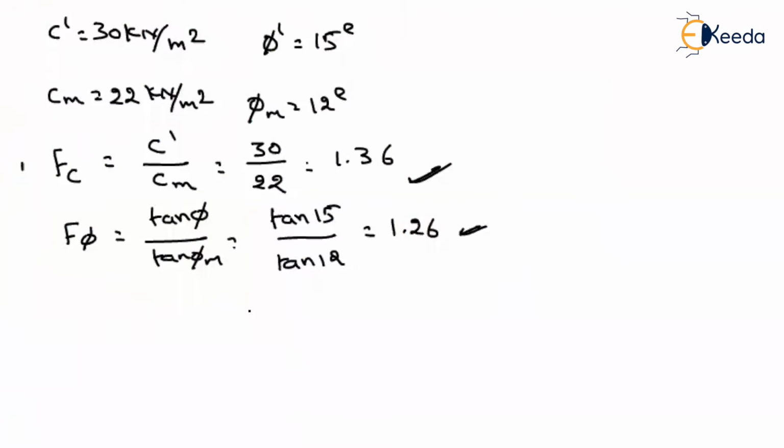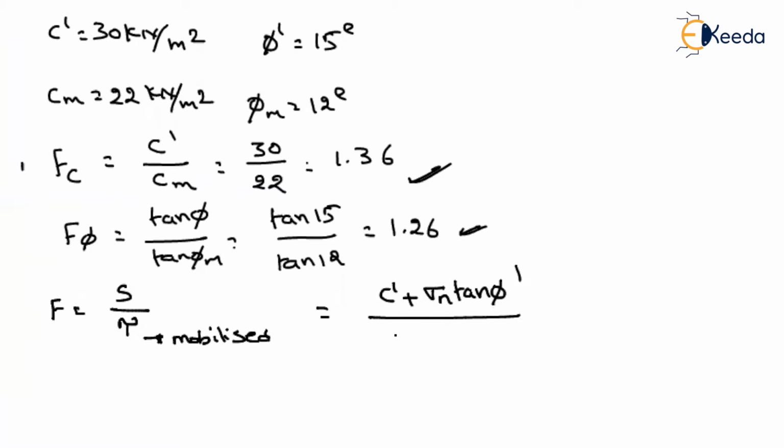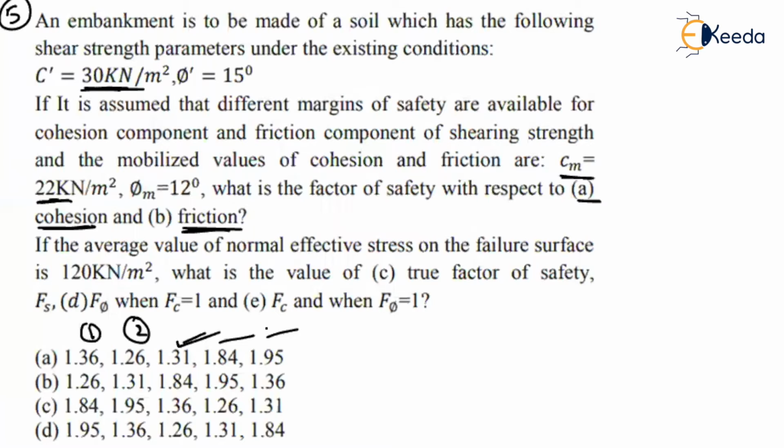How to find the true factor of safety? F is equal to shear strength divided by shear stress, isn't it? The shear stress is based on the mobilized condition. The shear strength can be written as C dash plus sigma n into tan phi dash. For the shear stress, meaning the mobilized condition, it is Cm plus sigma n into tan phi m. If you substitute the values, you will get 1.31. So 1.36 done, 1.26 done, 1.31 is also done. Then what about the last options?